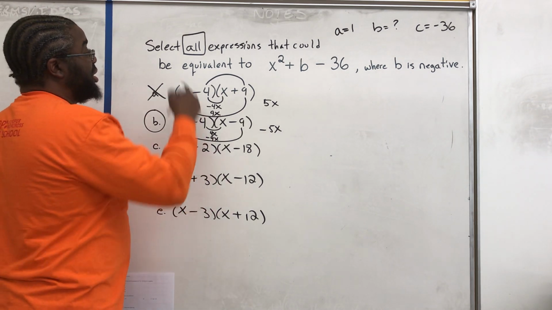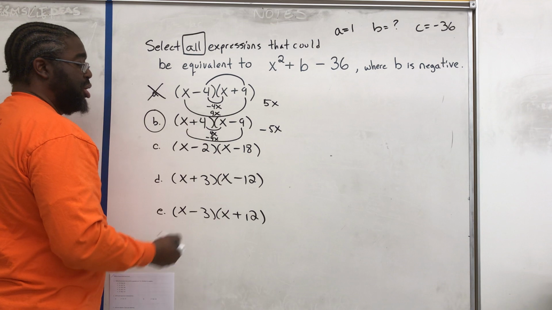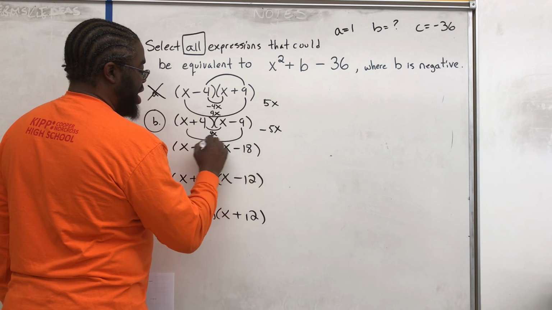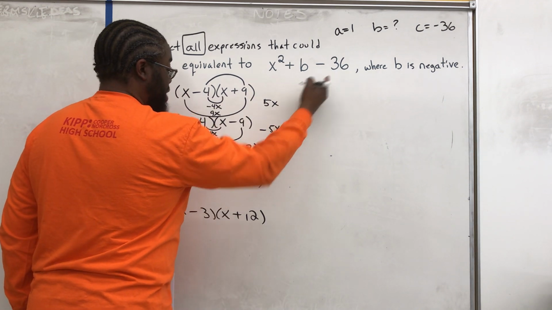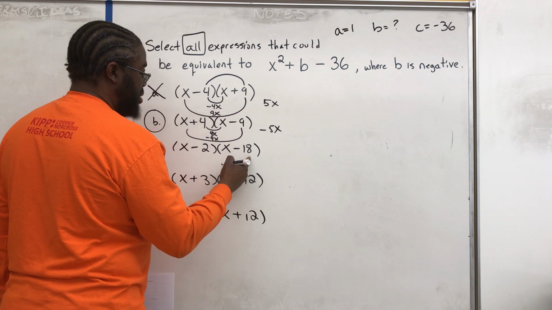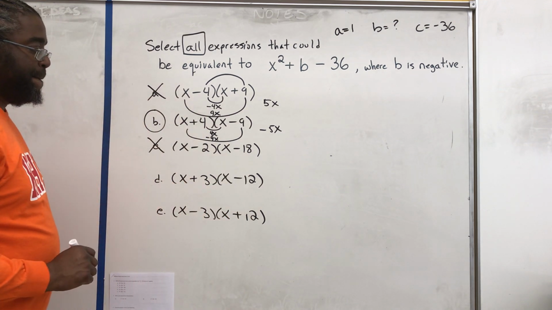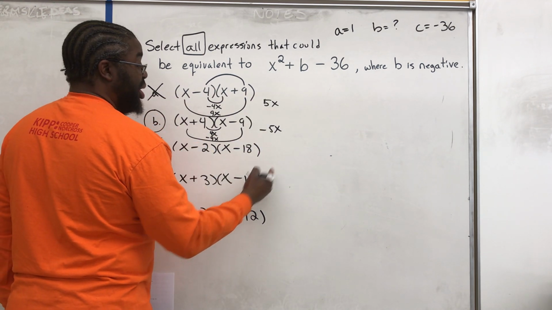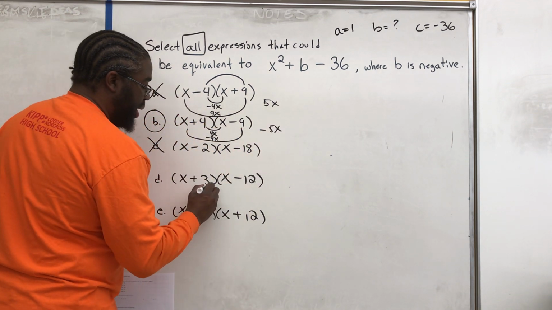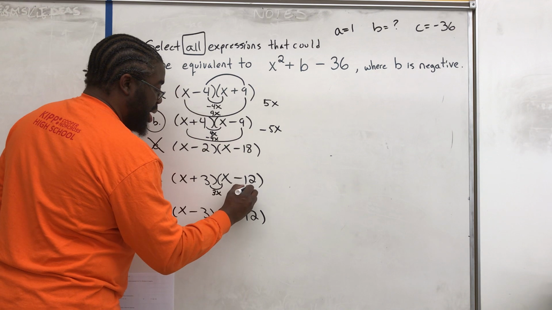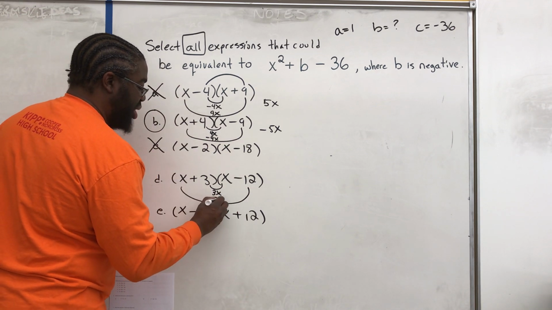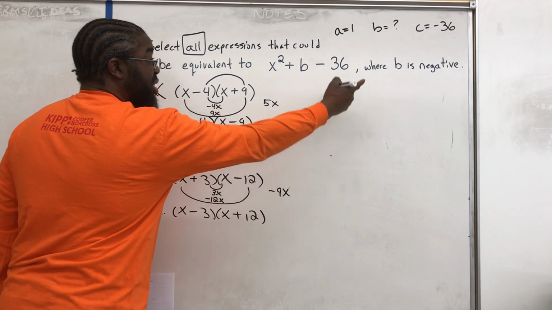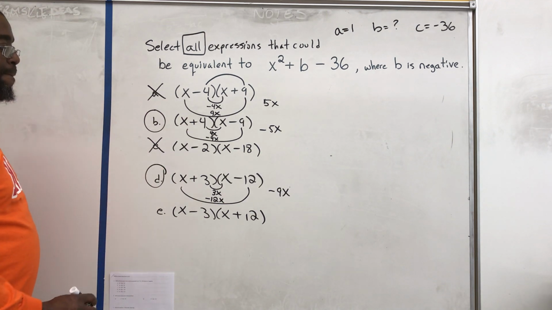Now, it's not a regular multiple choice. They said select all, which means it's possible that there could be others in here. So let's keep going. X times x is x squared. Negative 2 times negative 18 is not negative 36. Negative 2 times negative 18 is positive 36. So this is gone. Next one, x times x is x squared. 3 times negative 12 is negative 36. So far, so good. Inners, 3x. Outers, negative 12x. That's going to give me a negative 9x, which is negative, so we like this one too.